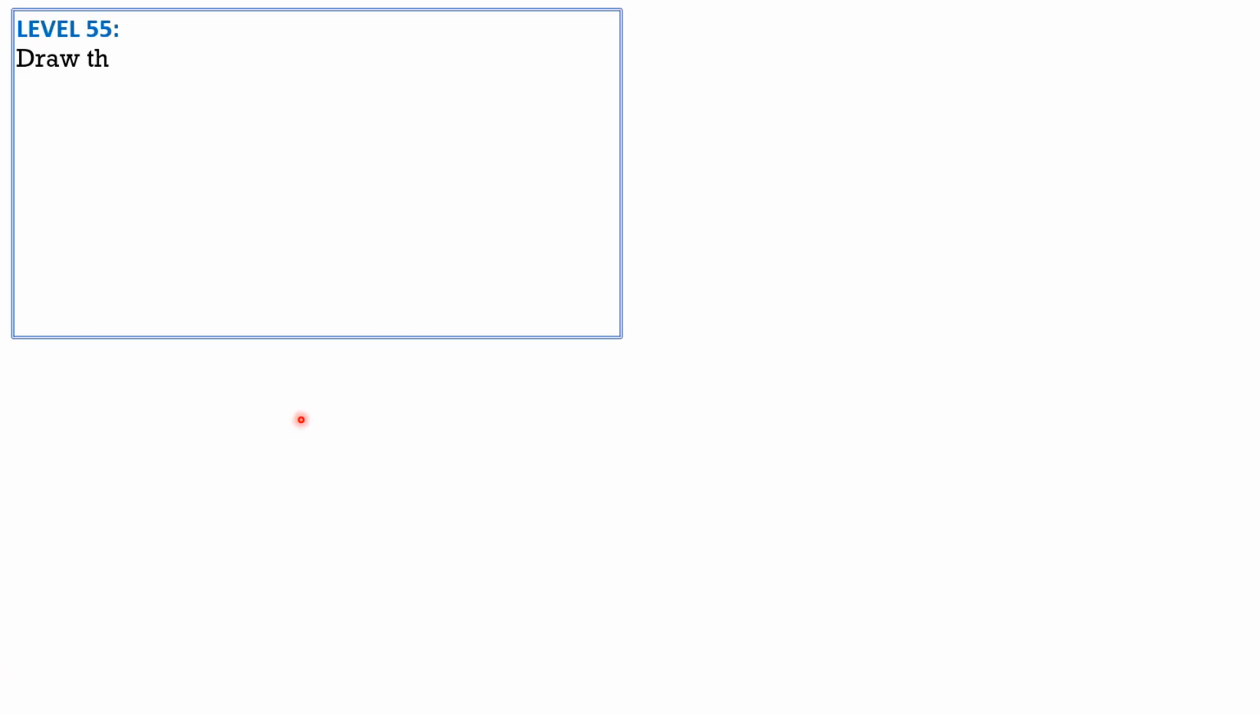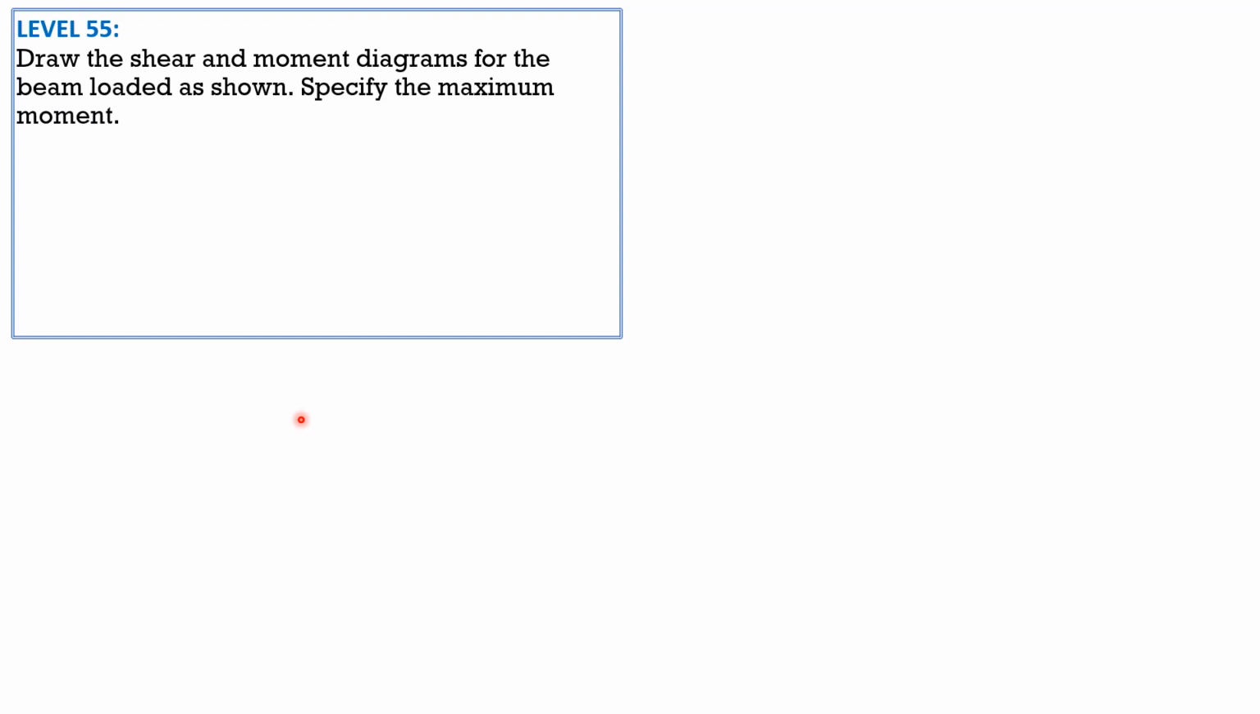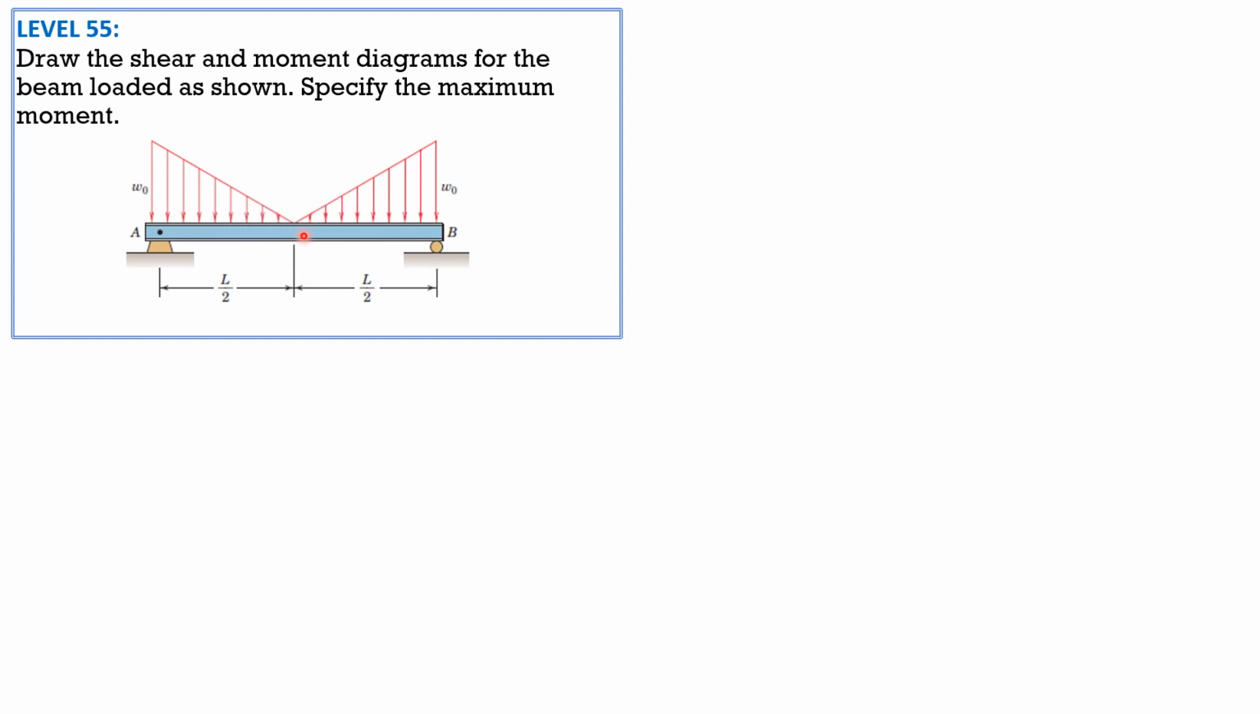Level 55, this is the last problem. Draw the shear and moment diagrams for the beam loaded as shown. Specify the maximum moment. There's no x-axis, so I'll select the origin as the center of the beam as shown, and we'll consider only the right half. The equations will be established based on symmetry.